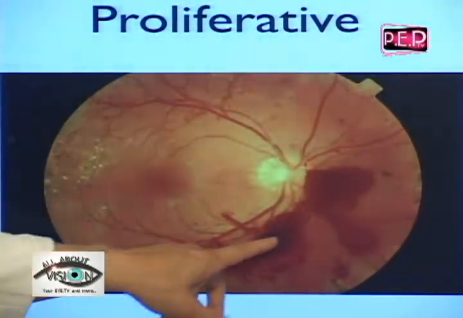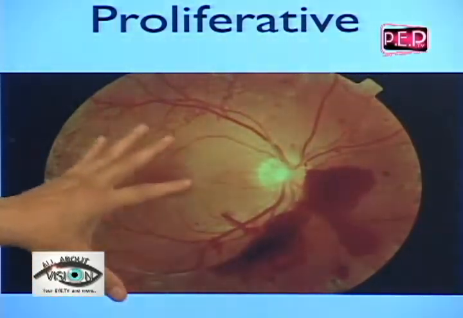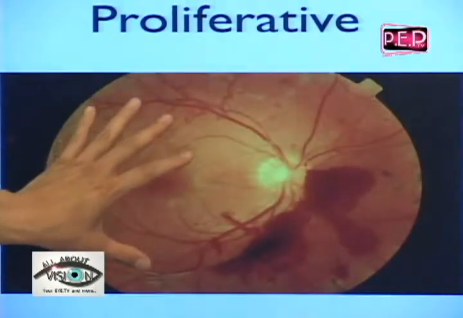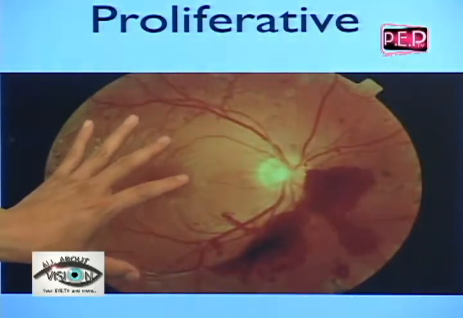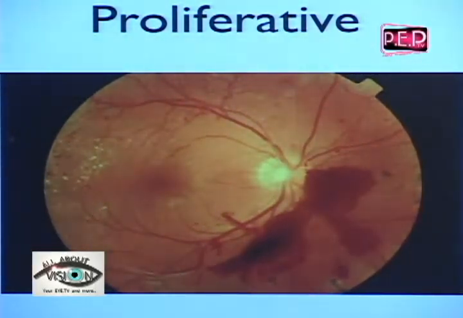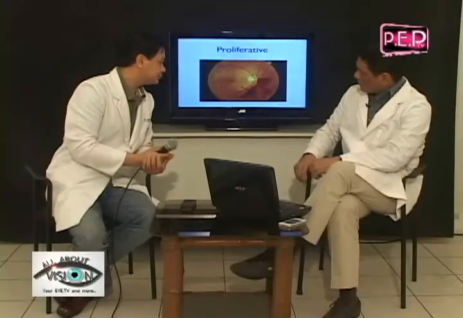But anytime the hemorrhage here can spread out and cover the central part of the retina, and that will cause a sudden drop in the vision. Okay, so we go to the next slide.